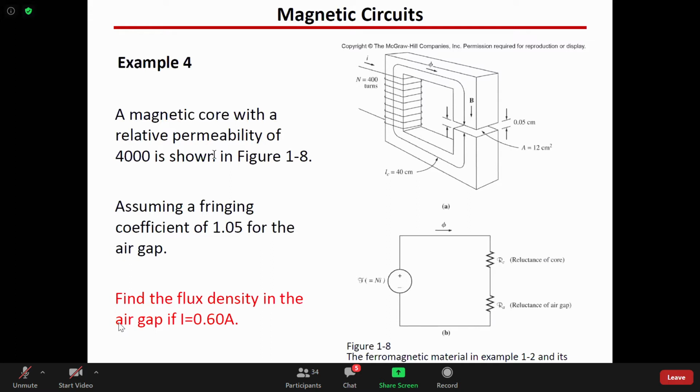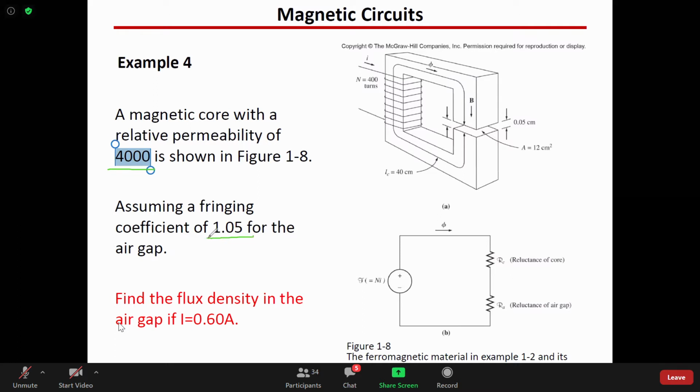Example 4, this is where we have a magnetic core with a relative permeability of 4,000. So mu r is equal to 4,000. Assuming a fringing coefficient of 1.05.